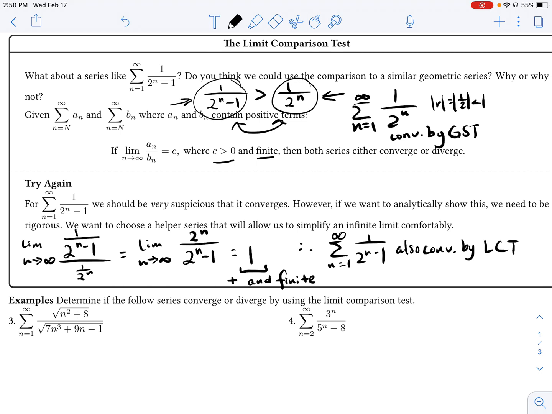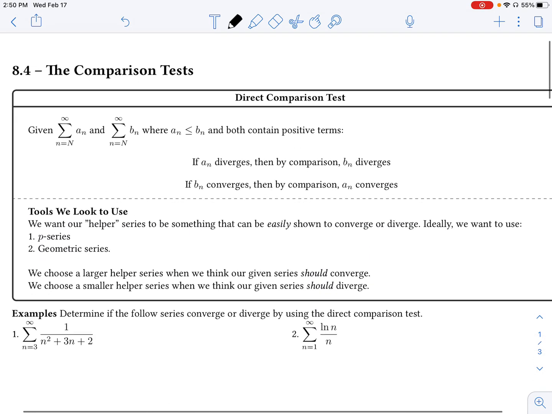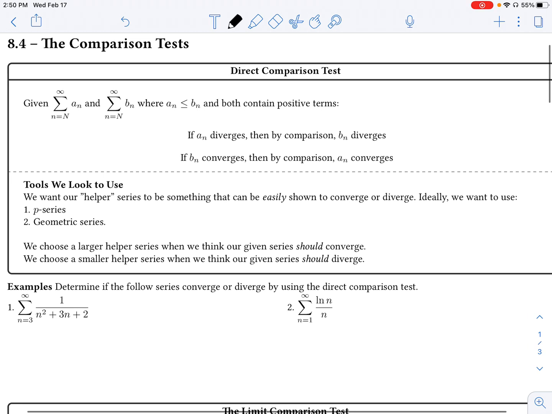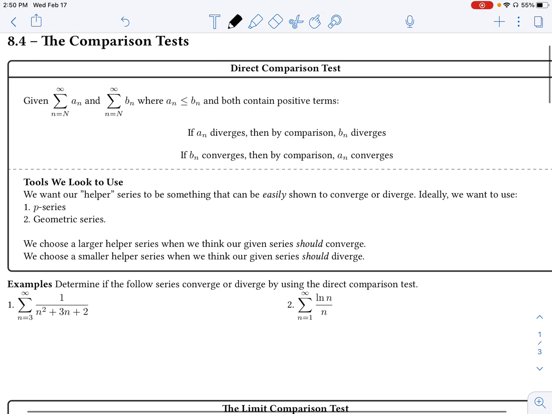The direct comparison test is really nice in terms of the amount of work you need to show. Really, all you need to do is come up with a really easy helper series, show that series is convergent or divergent, and then you can pretty much state by DCT that series is going to do the same. The problem with that is sometimes you have to stumble around with figuring out whether or not that series is larger or smaller, because if you come up with a larger series that diverges, that doesn't necessarily tell you anything about your smaller series' convergence. So that becomes a little tricky.